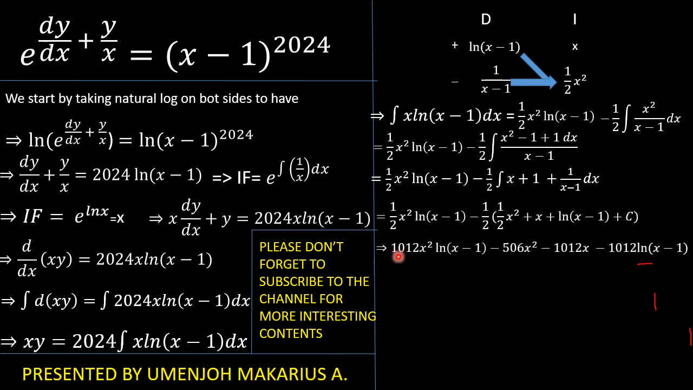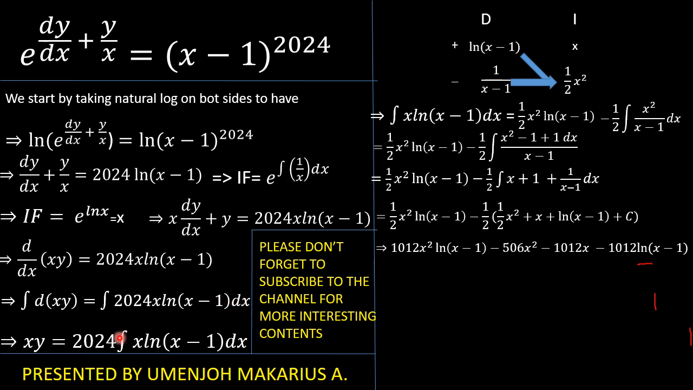Okay, now, guys, if we proceed, we start by multiplying all through by 2. Why are we doing so, guys? We are doing so because under normal circumstances, from this step, we would have to integrate 2 times x natural log of x minus 1.